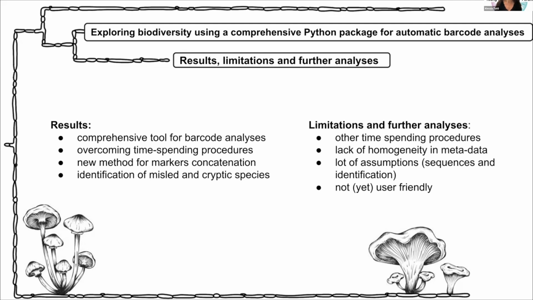And since there is a lack of homogeneity in metadata, you can lose some information, and the code makes a lot of assumptions. So the sequences need to be of good quality, and the identification of most of the species needs to be correct. And then the code is not yet user-friendly, but we are working on it.